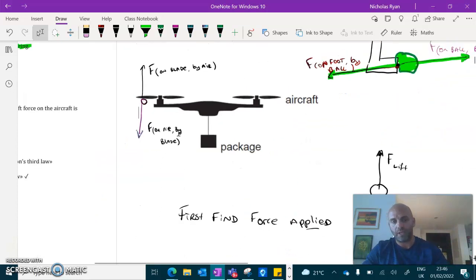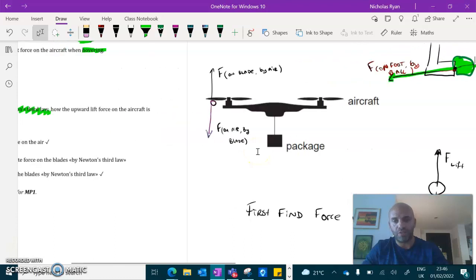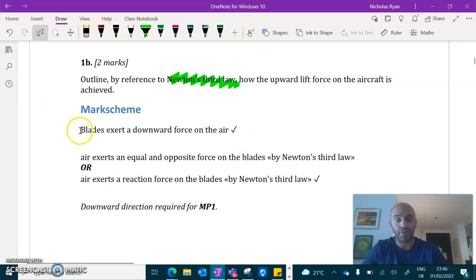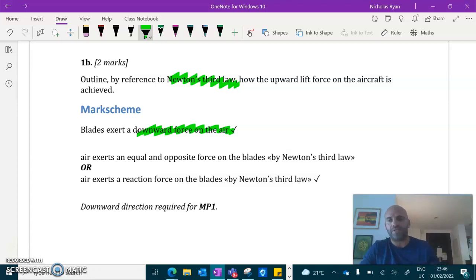So again, I would suggest you say something along the lines of the blades exert a downward force on the air, and the air exerts an equal but opposite in direction force on the blades.